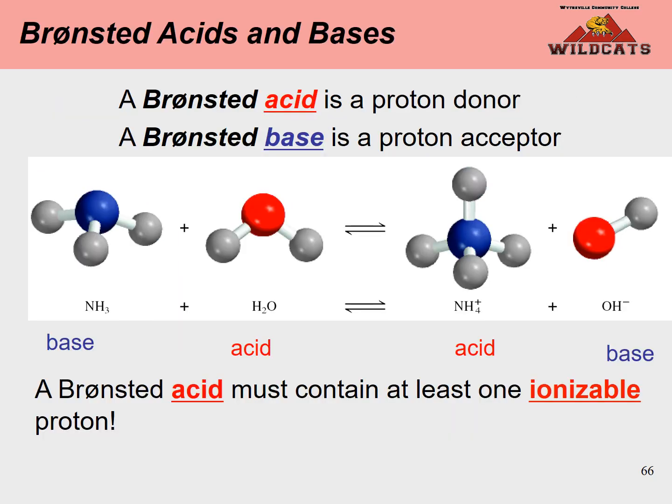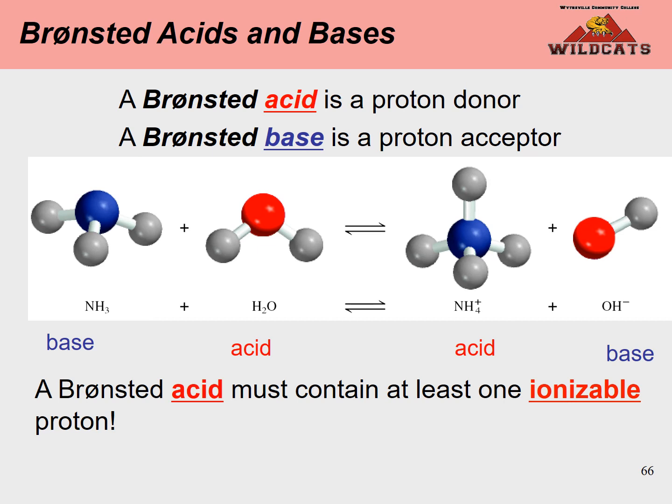So a Bronsted acid is a proton donor, and a base is a proton acceptor. And the reason that we say that is if we take a look at NH3, it doesn't necessarily donate an OH, but it vicariously produces OH by pulling a hydrogen off of water, so we end up with that OH on the right-hand side. In order for something to be a Bronsted acid, it must contain at least one ionizable proton. What that means is it must be able to give off at least one hydrogen.